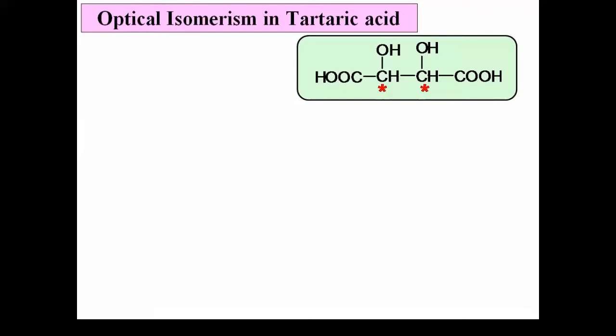Now let us see the number of possible stereoisomers. We can calculate by the formula 2 raised to n, where n is the number of chiral carbons. By putting the value, 2 raised to 2 means 4. Barabar. That means that compound should have 4 possible stereoisomers.